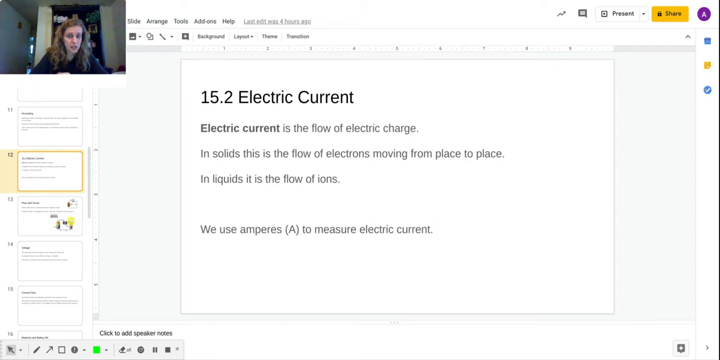So in solids, this is the flow of electrons from place to place, and in liquids, it's the flow of ions. So electrons are one of the subatomic particles in an atom that is negatively charged. So those are moving around. And then in liquids, it's ions. So it's those atoms that have extra electrons or extra protons, or they're basically just imbalanced atoms. So then those atoms move around and flow with electric current. So we use the unit of amperes to measure electric current.